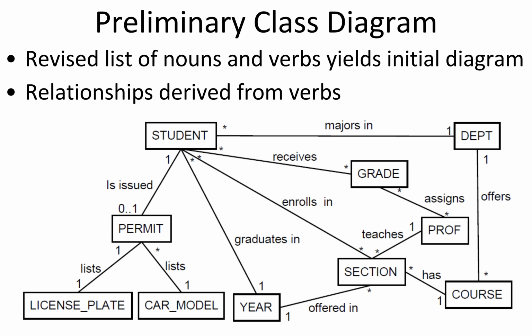So here we have the different nouns that we chose: students, departments, grade, professor, section, permits, car, model, year, license plate, and then the various verbs, from deciding that goes from one direction. The student graduates in a year. Students are enrolled in a section. A professor teaches a section, right? A professor assigns a grade. A student receives a grade, right?